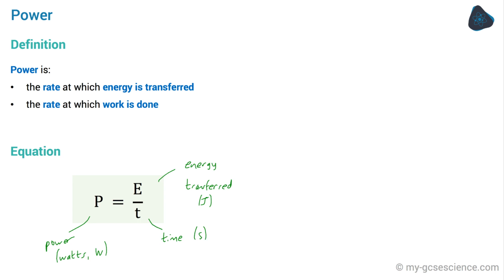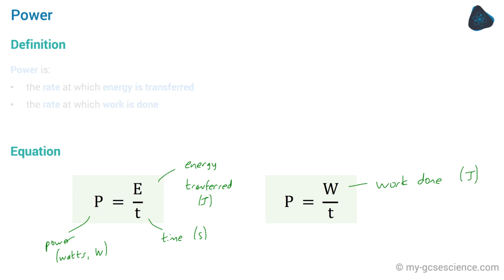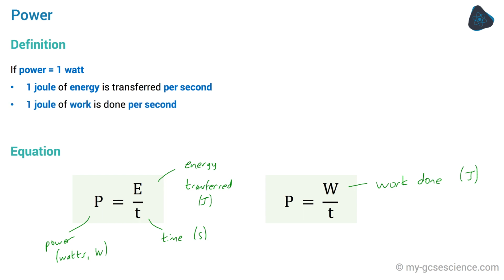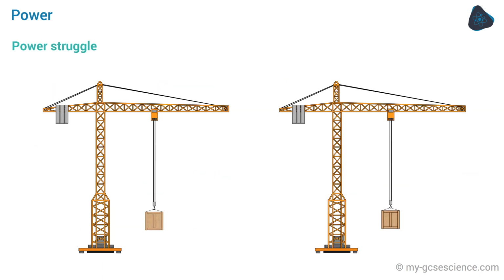A second version of this equation looks like this: P equals W over T, where W is the work done in joules. From these equations, we can see that a power of 1 watt is equal to a transfer of 1 joule of energy per second, or to the doing of 1 joule of work per second. In calculations, these conversions might be useful. As we saw previously, kilo means 1000 and mega means million, so 1 kilowatt equals 1000 watts and 1 megawatt equals 1,000,000 watts.